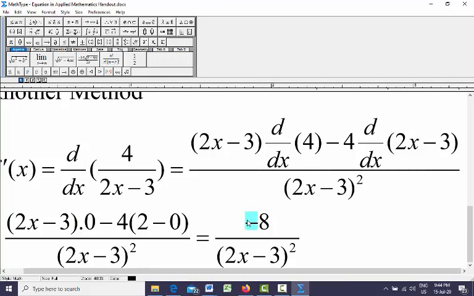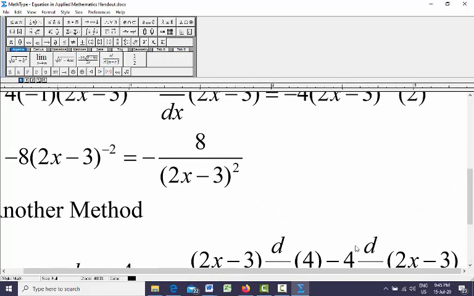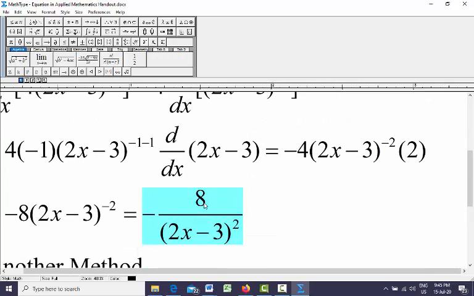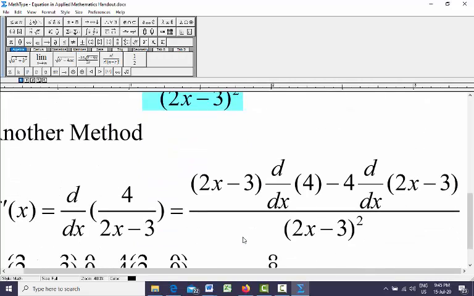If you want to simplify or arrange this better, you can put the minus in front. Okay, so that's the answer. As you can see, the answer is the same, no matter which method you apply. Here also the answer is minus 8 divided by, and in the previous method, the answer was 8 divided by 2x minus 3 square.